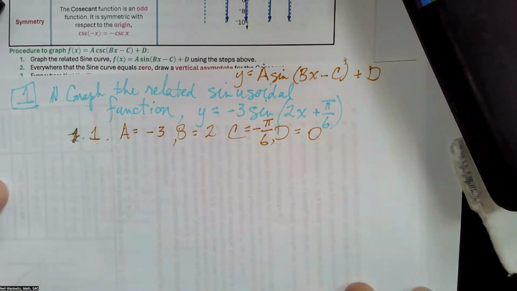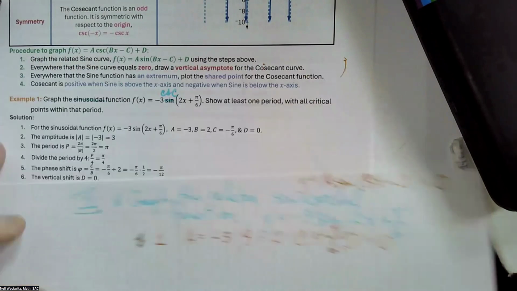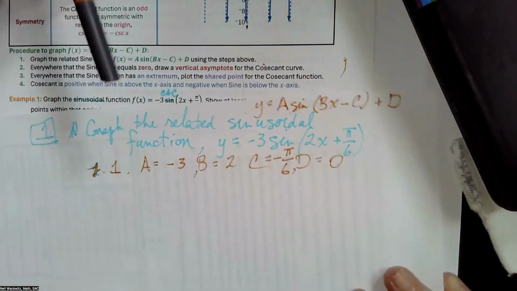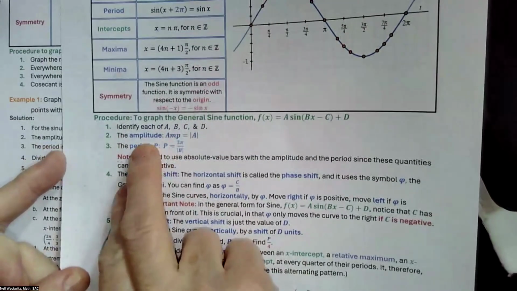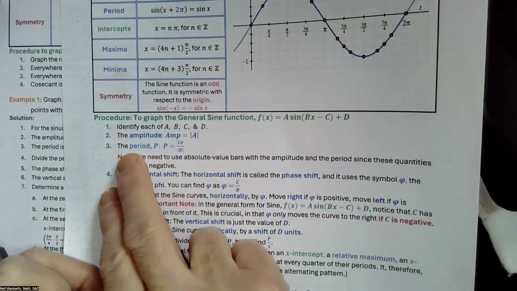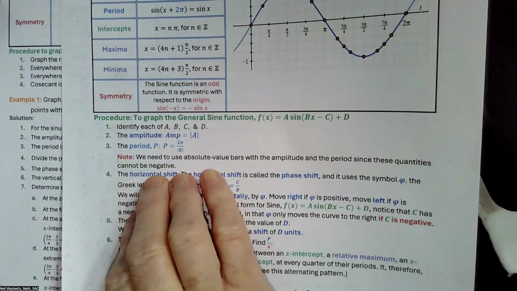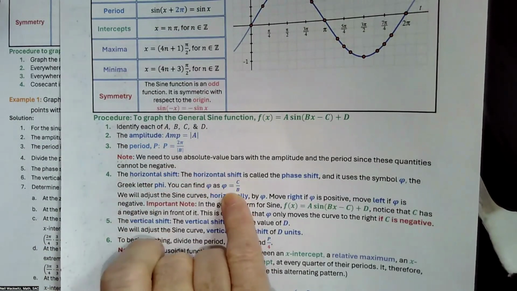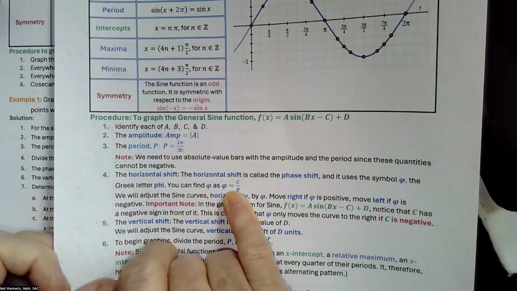Okay, so now that we've got that, let's plow through our steps, and I'm going to pull them back. We know the amplitude is the absolute value of A, the period is 2 pi over the absolute value of B, and the horizontal shift is phi, which is C over B. Let's do that part.